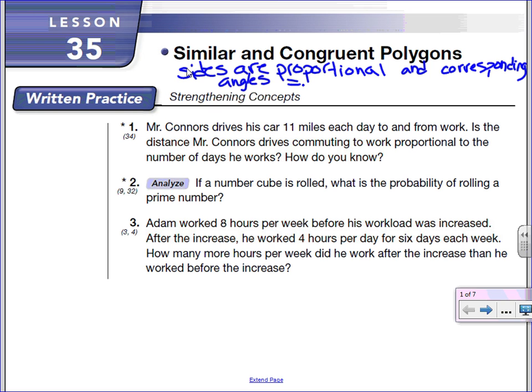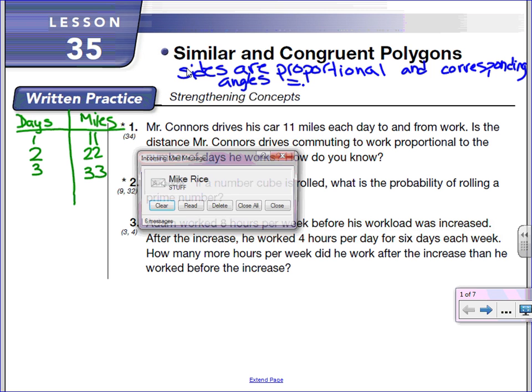Mr. Connors drives his car 11 miles each day to and from work. Is the distance Mr. Connors drives commuting to work proportional to the number of days he works? How do you know? So if we make a little table, we say days and miles, then if one day has gone by, he's driven 11 miles, because each day he drives 11 miles. If 2 days have gone by, he drives 22 miles, because 11 the first day, 11 the next day is 22. 3 days, 33 total miles.